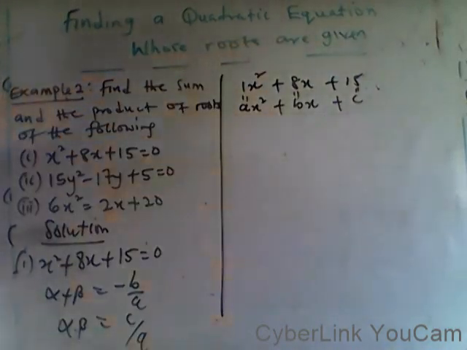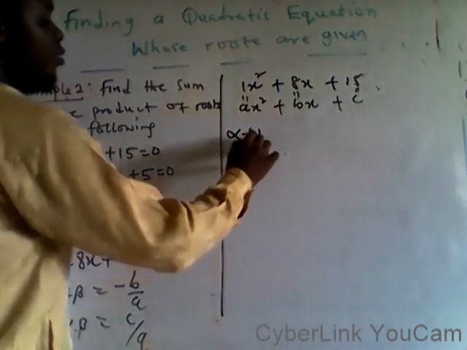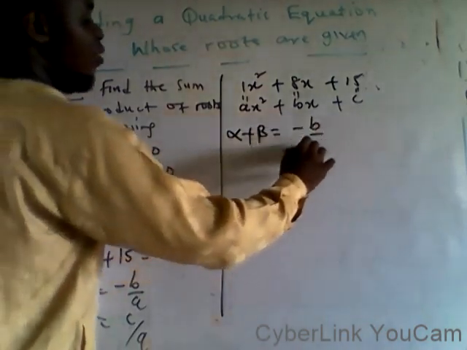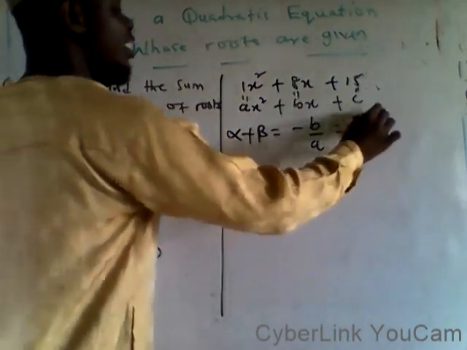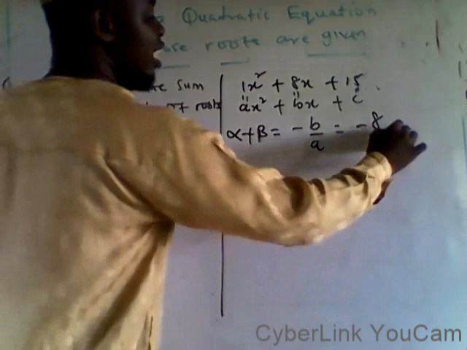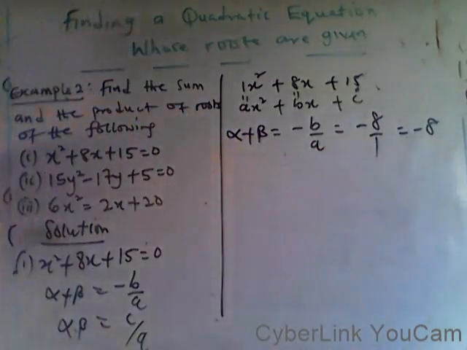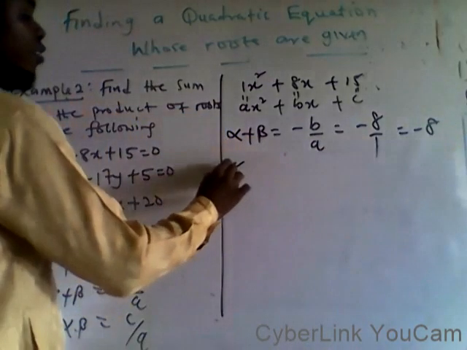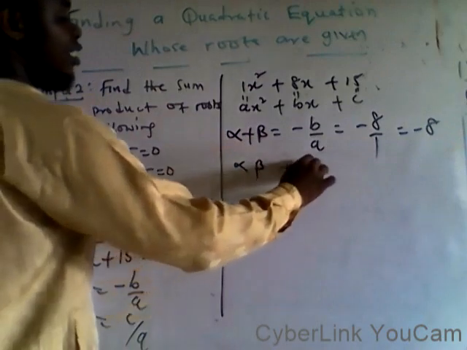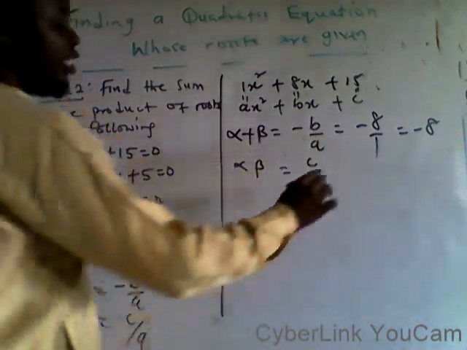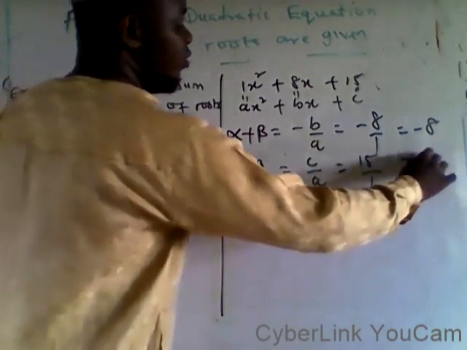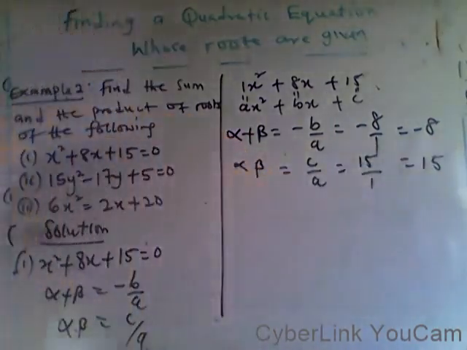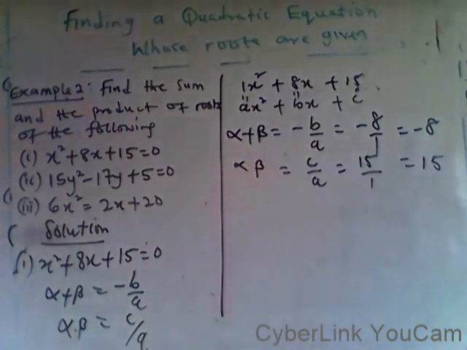So what is now your sum of the roots? Very simple. Your sum of the roots equals minus b over a. That is minus 8 over 1. Answer is minus 8. Very simple. And what is the product of the roots? That is alpha beta, that is c over a. Your C is 15 and A is 1. Answer is 15. You are done. That's what you have to do. So the sum of the roots is minus 8, and the product of the roots is 15.